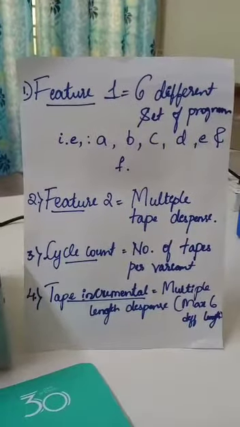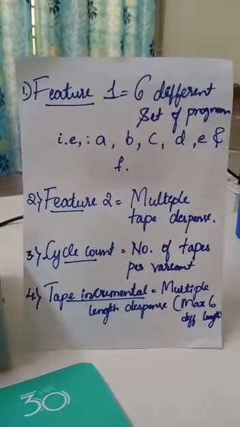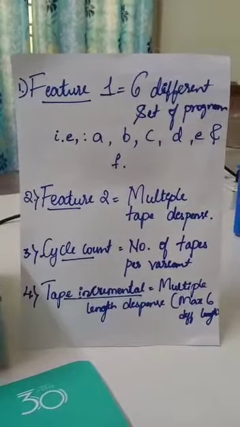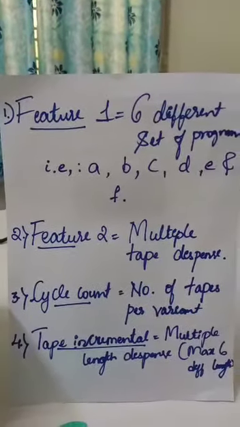zcut 9GR has these four features, as you can see: feature 1, feature 2, feature 3, feature 4. Let me walk you through one of the features here. Feature 1 has 6 different sets of programs.